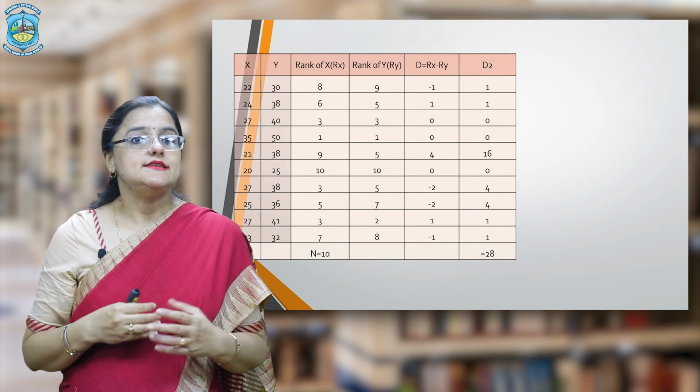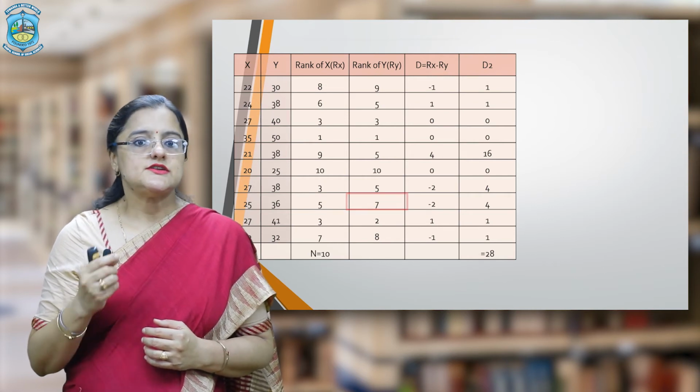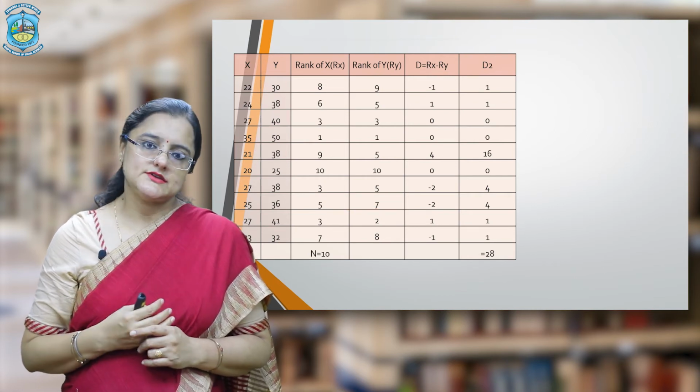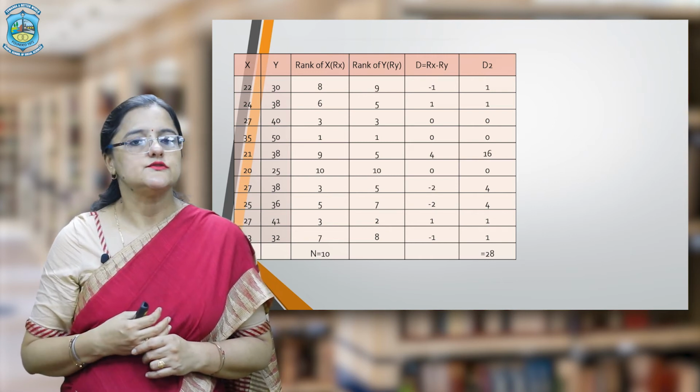So you can see that the next number after 38 is ranked 7. Which number is that? It is 36, which is labeled as 7th rank, and we have continued with the rest of the numbers. So this is what we have learned about ranking the variables when the values are repeating. We have learned the method of averaging the rank for the repetitive variables.